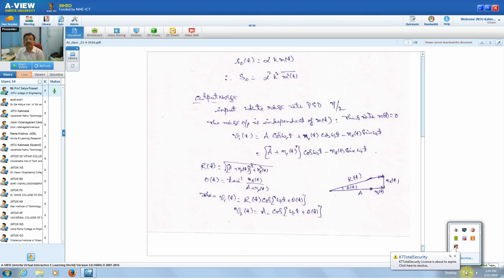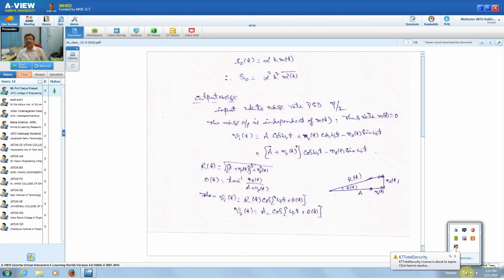Therefore, the magnitude we can get is (A plus n_c(t)) cos omega_c t minus n_s(t) sin omega_c t, because this is A cos omega_c t and this is n_c cos omega_c t, rewritten together. So that has been represented here in the figure. This is the amplitude A, and to this we add the in-phase signal n_c(t). So the total in-phase amplitude is A plus n_c(t), and the perpendicular quadrature signal is n_s(t).